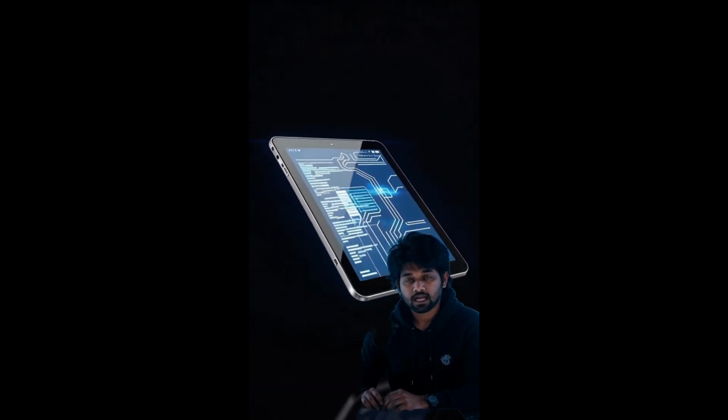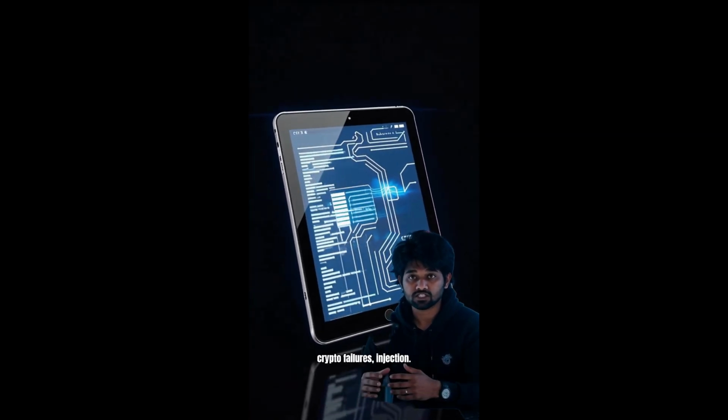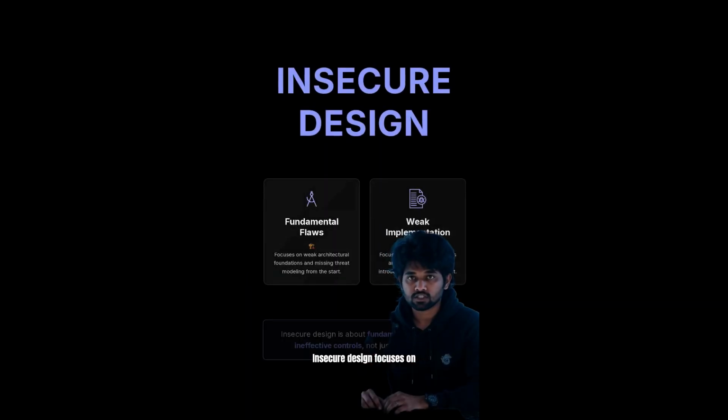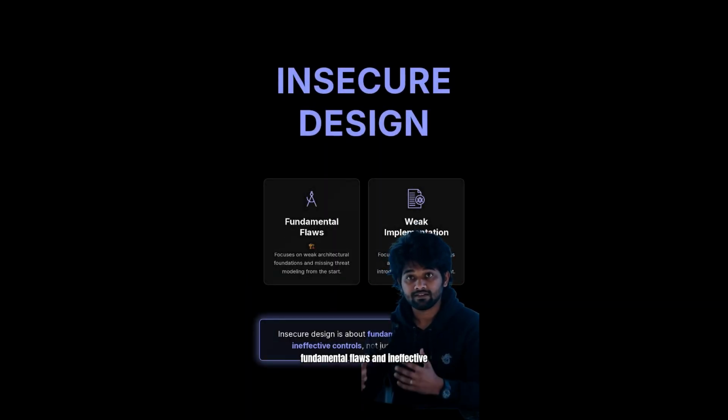These are the first three: access control, crypto failures, injection. They're the root of most hacks. Stay tuned because the next 7 are just as dangerous, starting with insecure design. Insecure design focuses on fundamental flaws and ineffective controls, not just weak implementations.